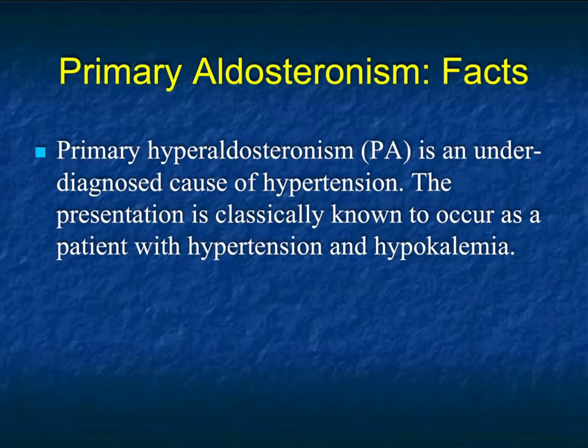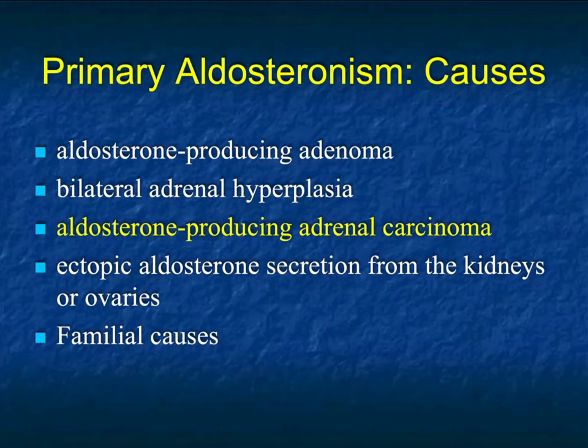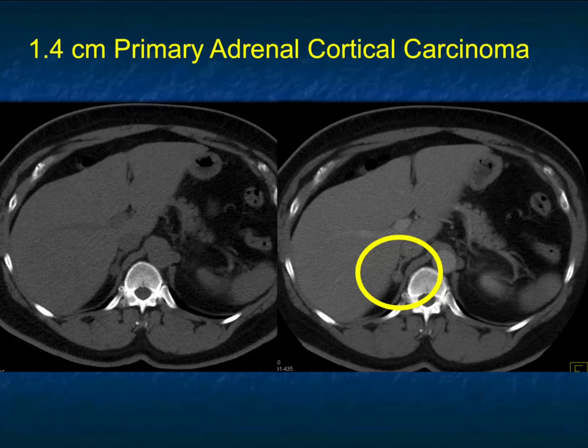And the presentation is classically known to occur in a patient with hypertension and hypokalemia. So that's great. When you have primary aldo, you go in there, resect the lesion, you cure the patient. Most of these are going to be adenomas. But if you look at the list, adrenal cortical carcinoma can present with increased aldosterone producing tumors. And in fact, in this case, it was a 14 millimeter adrenal cortical carcinoma.